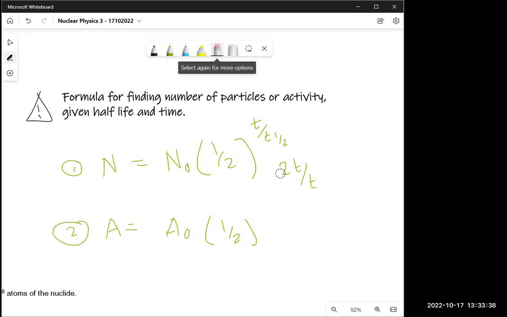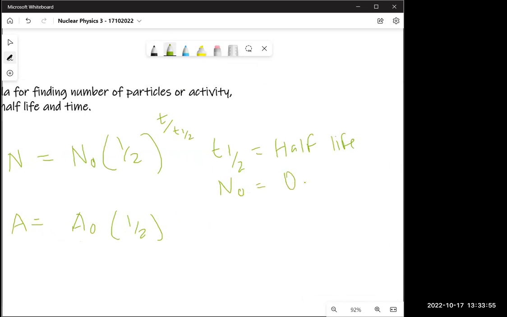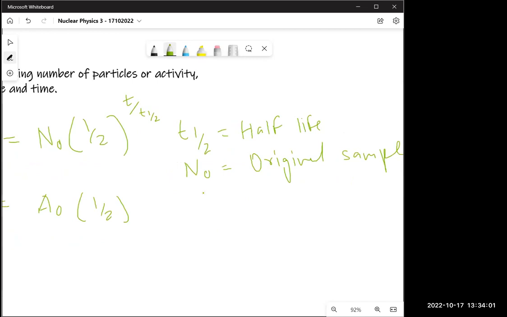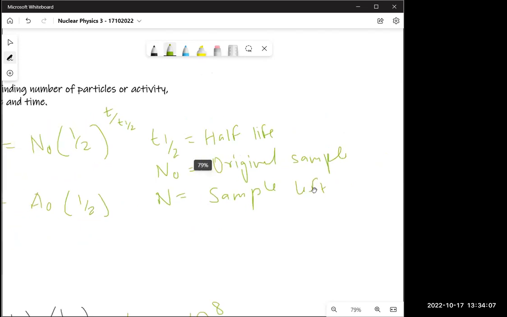No, this is not half. The t half over here is my half-life. T half is half-life. N naught is the original number of particles, the original sample. And N is the sample left. Write all of this down.